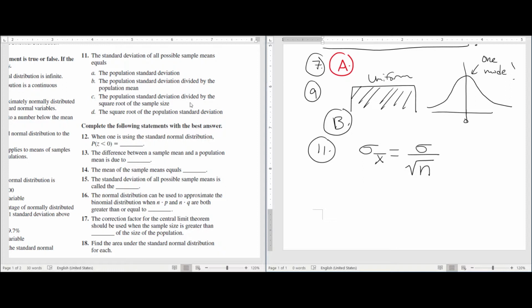All right, so what does that match up with? Well, it's not A, because it says the population standard deviation. It's not the population standard deviation divided by the population mean, no, that's not true according to this formula. The population standard deviation divided by the square root of the sample size, yes, that is what we are looking for. So therefore, the answer is C.